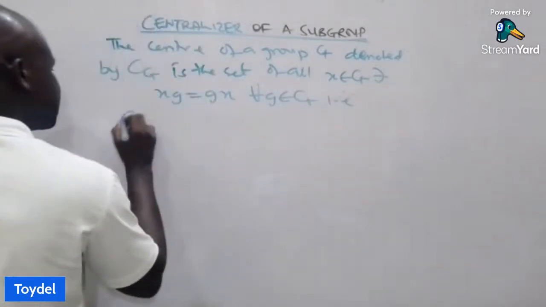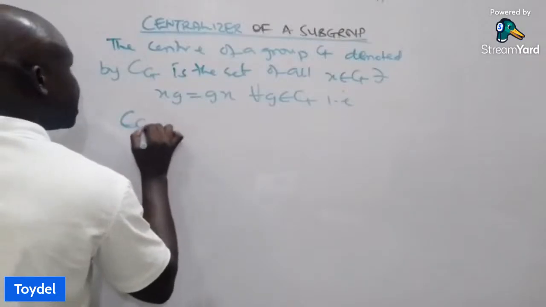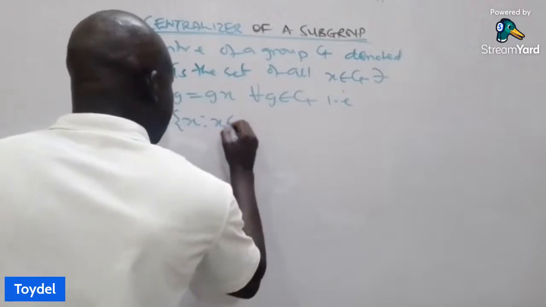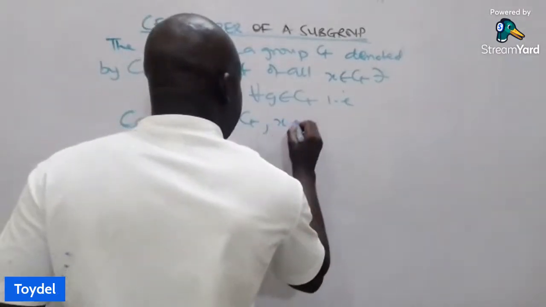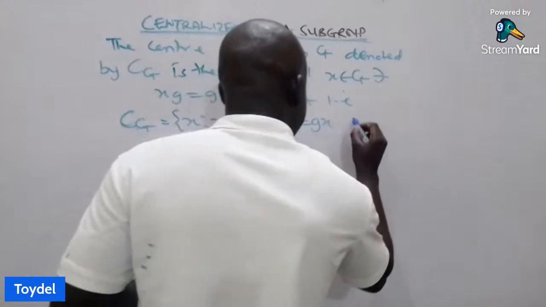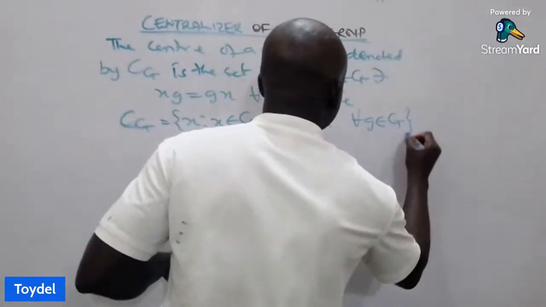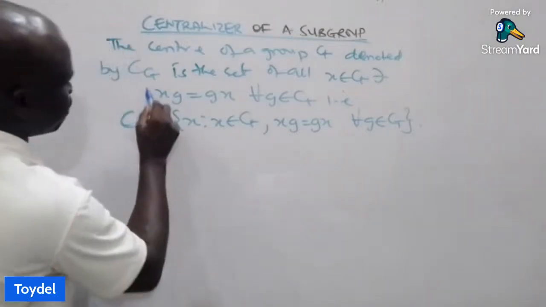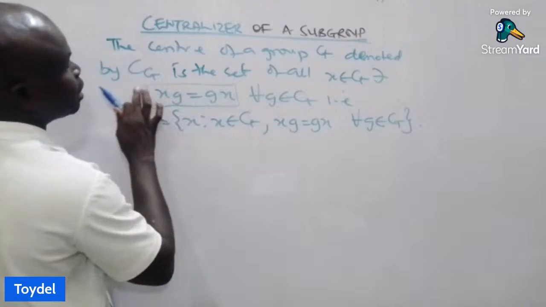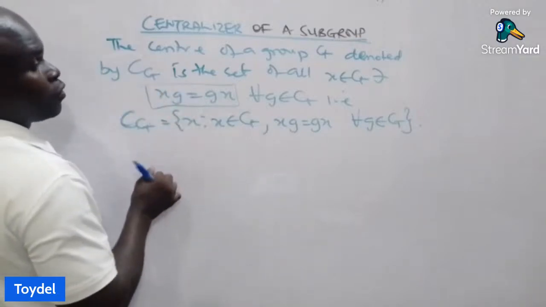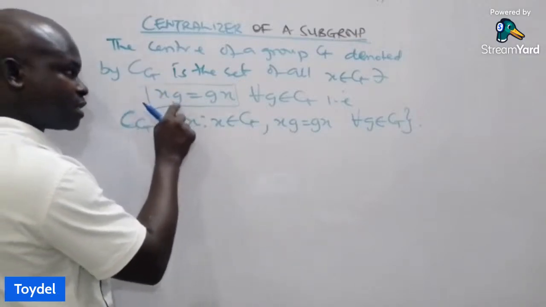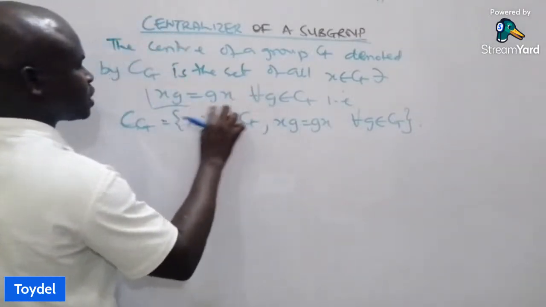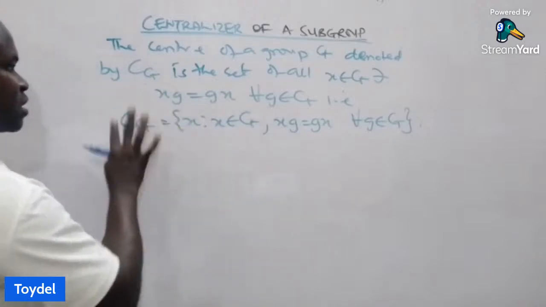That is, the center is defined as x such that x belongs to the group, and for all g, xg gives gx. So this is what we are trying to say. You know, this property actually comes up under normal subgroups, where we said the right coset is equal to the left coset. So please check my videos on cosets and index. We make some definitions there.